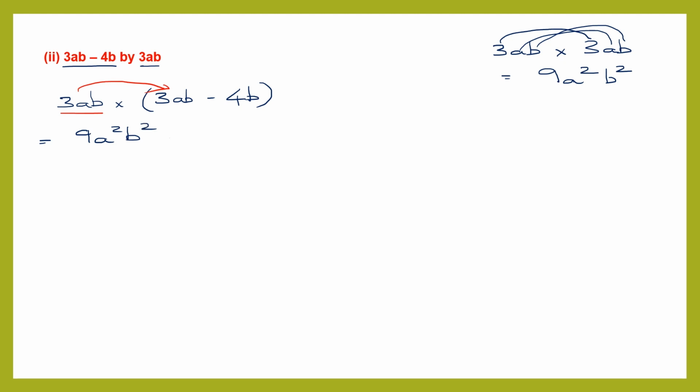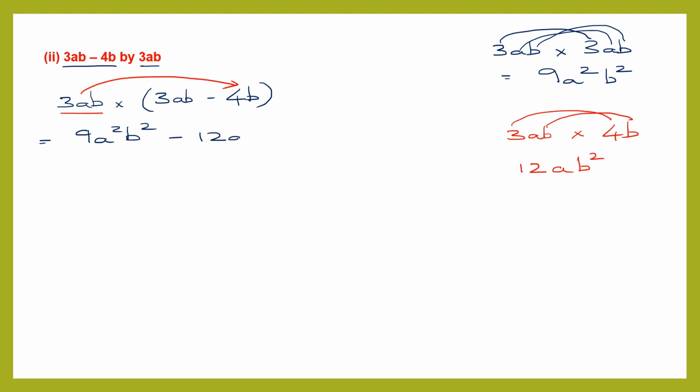And then what is the operation? Minus. So now we multiply 3ab into 4b. So let's write that, 3ab into 4b. So multiply the numbers first. So 3 4s are 12. Then a we have only 1, so write it as it is. B into b is b square. So this is 12ab square. So we've got our answer. What is our answer? 9a square b square minus 12ab square.